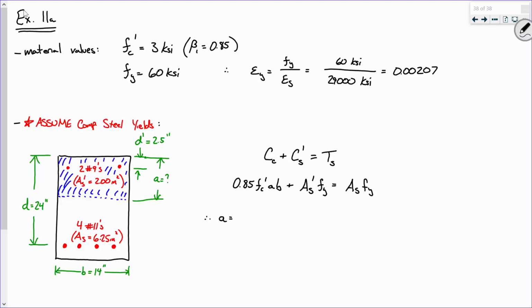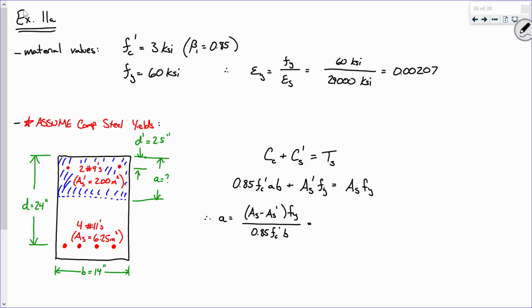Well, if I take this and I bring it over, I'm going to have As Fy minus As prime times Fy, right? So I can factor out the Fy and I'd have As minus As prime times Fy. Everybody all right with that? So I've got As minus As prime times Fy over 0.85 f'c b. Everybody okay with that?